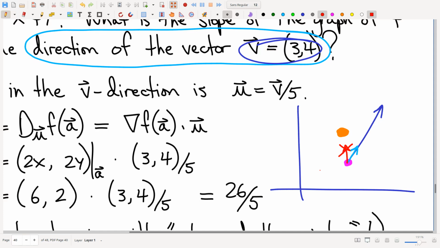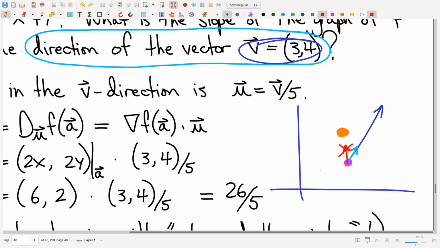A vector is a direction and a magnitude. When we say the direction of the vector, we mean the direction, ignoring the magnitude, right? So direction is part of what a vector is. It just doesn't say toward the point 3, 4. Does everybody see the distinction?